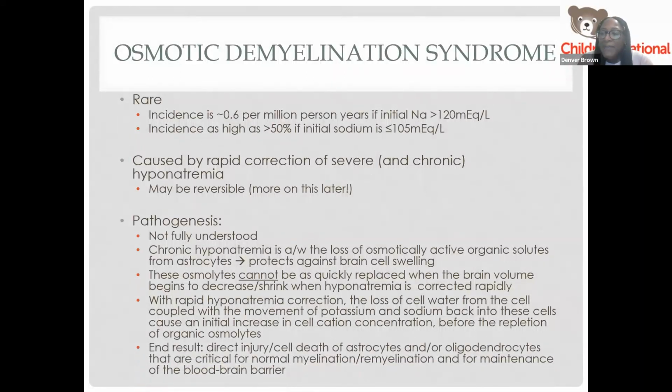And so really, the end result of all of this is that direct rapid correction causes direct injury and cell death of these protective astrocytes that are critical for myelination and demyelination of the cell, which are important for maintaining the blood-brain barrier. So because rapid correction causes this defect in myelination, this is why it was previously called central pontine myelinosis.